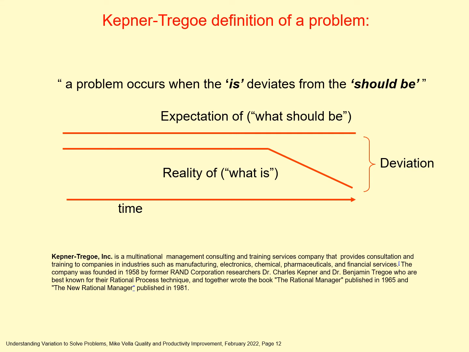Kepner-Tregoe has a definition of a problem. And Kepner-Tregoe, again, you'll see a little description of who Kepner-Tregoe is on the bottom of the slide. Their definition is: a problem occurs when the is deviates from the should be. So if you envision what the expectation is, or what should be, as that horizontal line and compare it to reality, or what is, over time, that difference is called a problem.